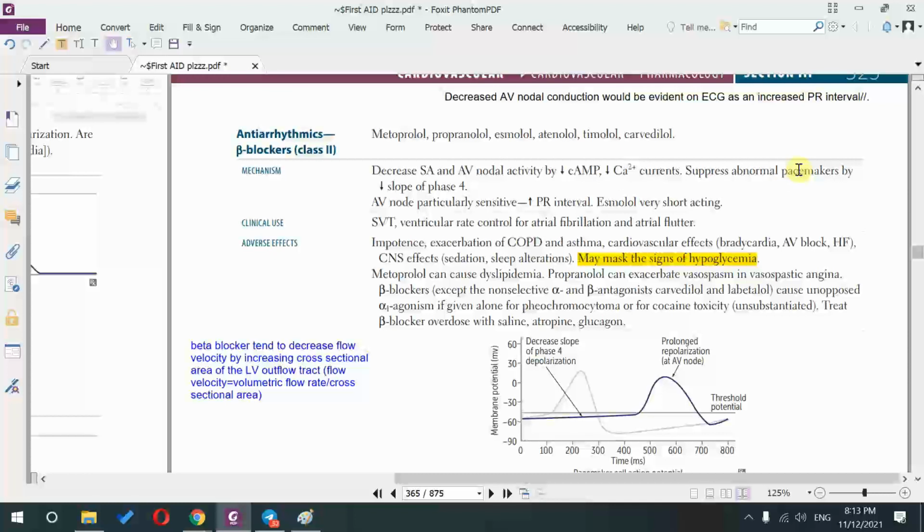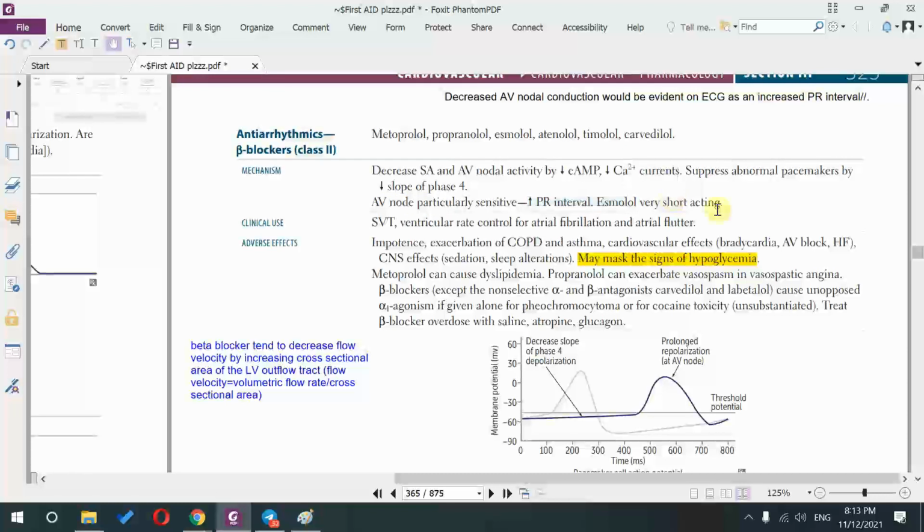Less calcium current, less contraction. Suppresses abnormal pacemaker activity by decreasing the slope of phase 4. If you decrease the phase 4 slope, you will have bradycardia. So finally now it makes sense why I used to explain that previous material. So now you can take a look here and see the following. AV node particularly is sensitive to it.